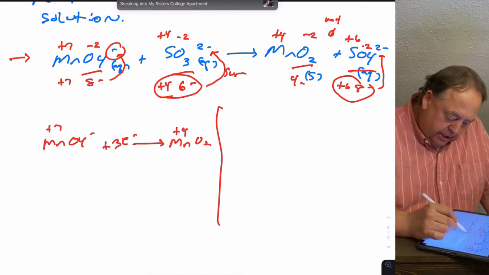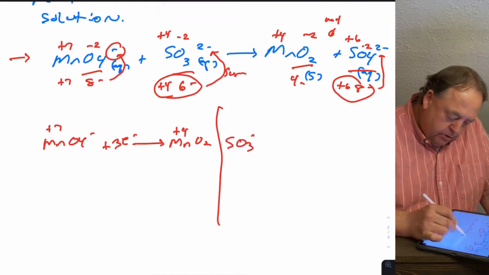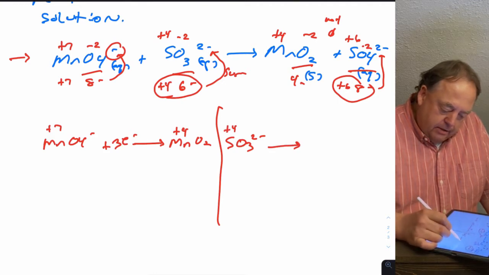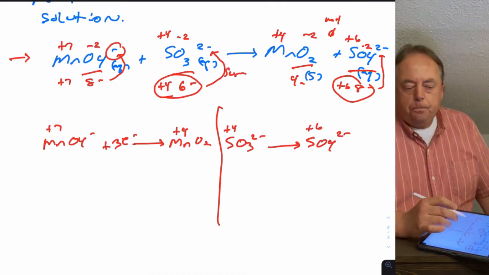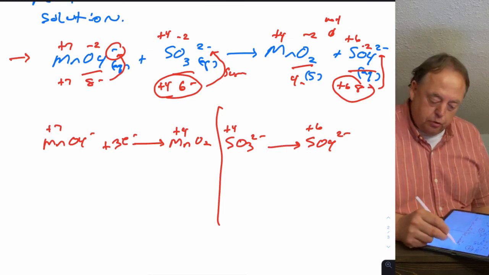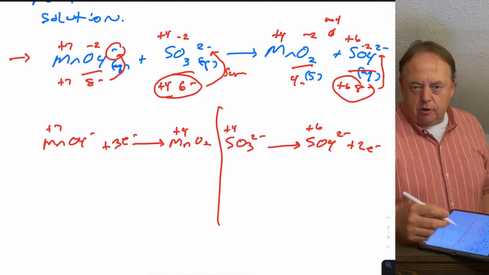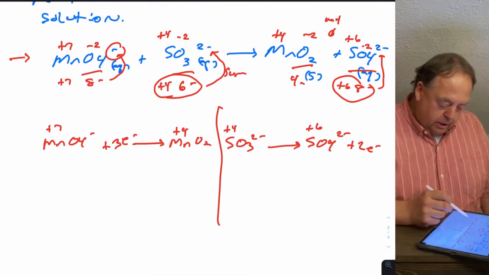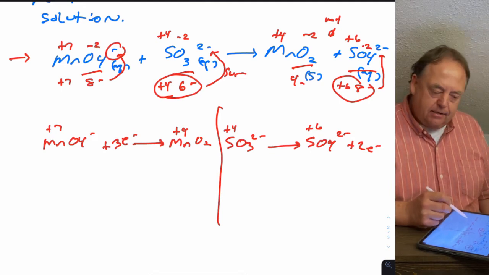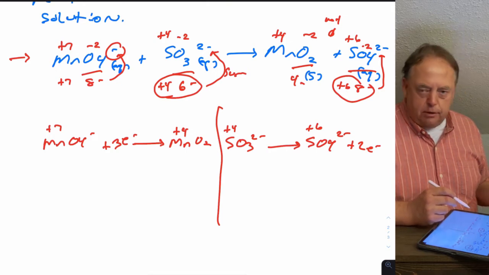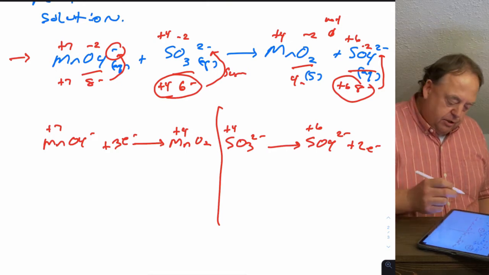And then the other thing that changed is SO3 2-, sulfur went from +4 to SO4 2-, sulfur went to +6. So how do you go from being +4 to +6? You must lose 2 electrons. So you can think of electrons as a product of the reaction and write it on the right side of the arrow. Whereas for the other one, you can think of electrons as a reactant to react with MnO4- to make manganese go from +7 to +4. So that's your two half reactions.